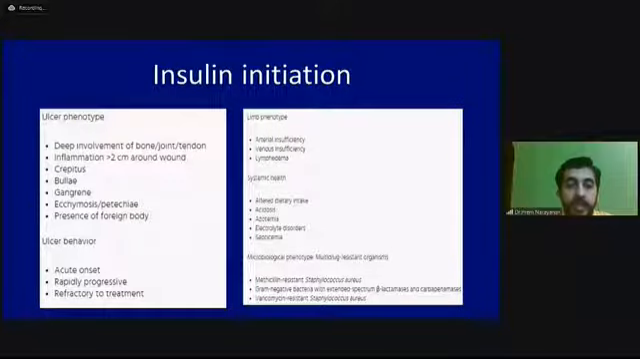Next, insulin initiation in non-critically ill patients, or even those not requiring admission, or those requiring admission.